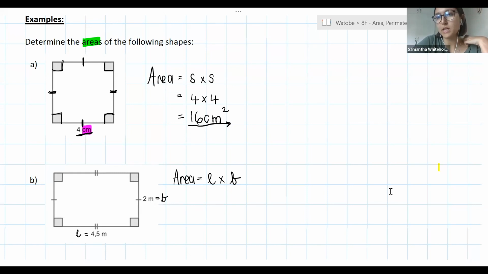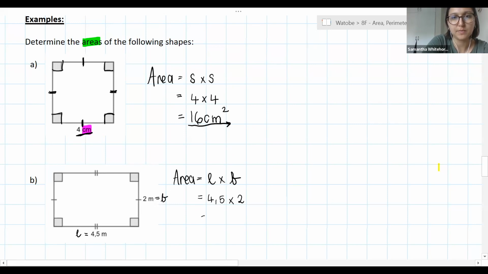Okay, Awakiwe, do you want to tell us how we do this? Ma'am, you follow the formula that says length times breadth. So the length is 4,5 and the breadth is 2. Good. So what is 4,5 times 2? It's 9. Good. Meters squared. Excellent. Well done.